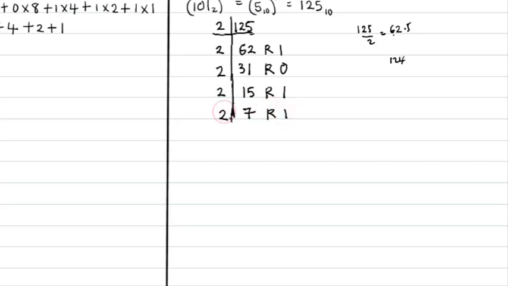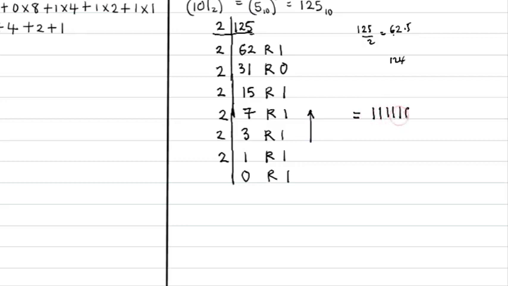2 into 7, that's 3, remainder 1. 2 into 3, that's 1, remainder 1. 2 into 1, that's 0. You can see this one is lower than this, 0 remainder this one. So our final answer will then be 1111101 base 2. So this is our final answer.